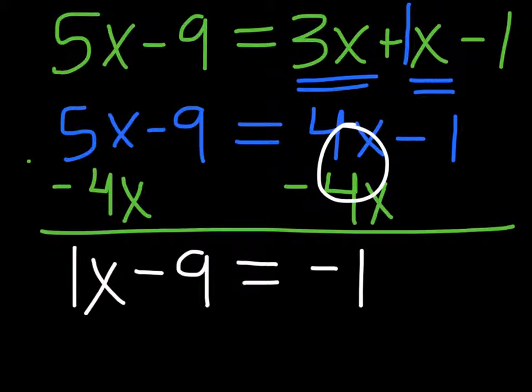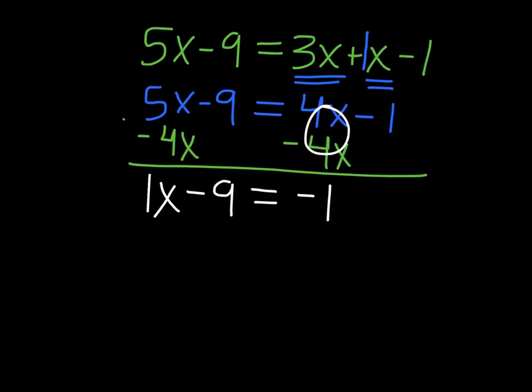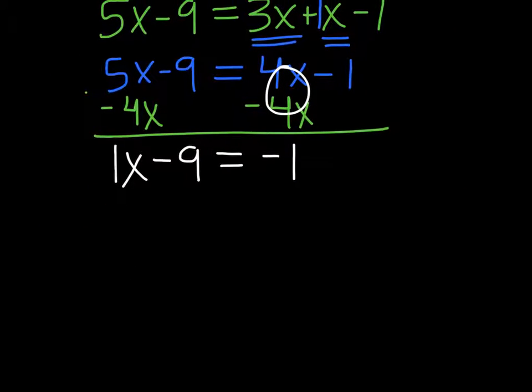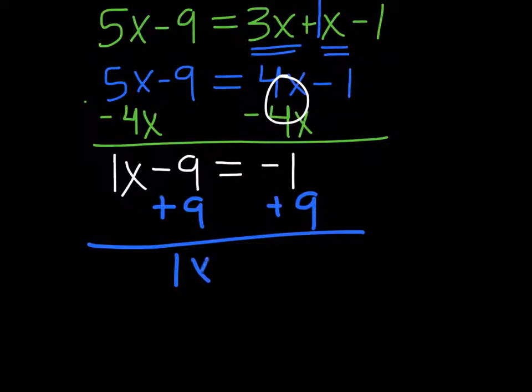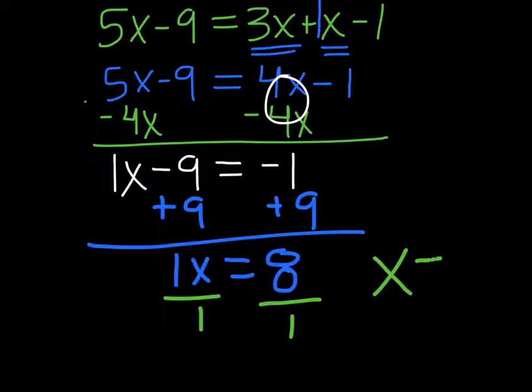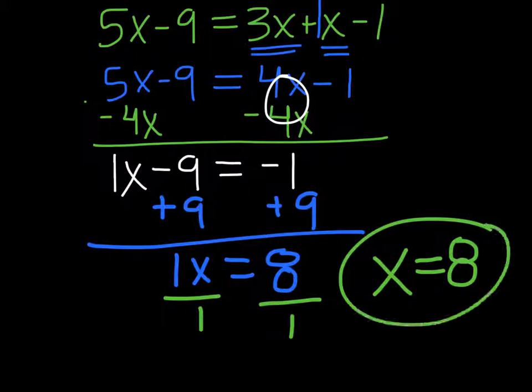So now we have a pretty simple equation to solve. We just have 1x minus 9 equals negative 1. So now we can just use our undoing steps to solve for x. We'll undo the minus 9 by adding 9 on each side. That leaves us with 1x equal to positive 8. To get the x by itself, we'd have to divide each side by 1. Now you can write that, but dividing by 1 on each side doesn't change anything. So we're left with the answer, x equals 8.